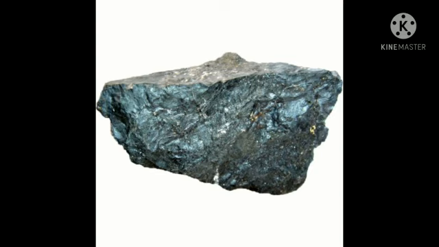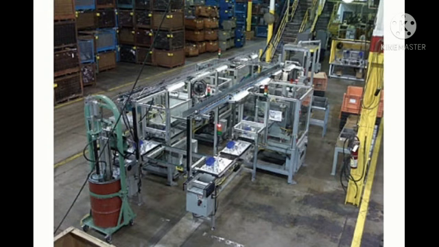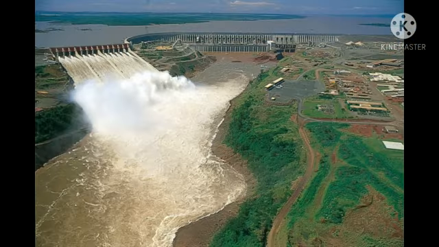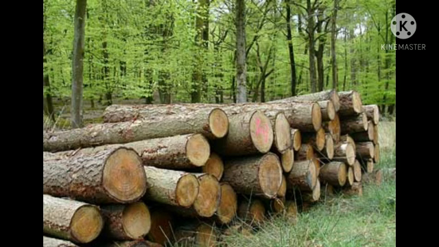Iron mineral is a natural resource. Children, which things are made from iron mineral? Machines is a man-made resource. River is a natural resource. Children, what do you see in this picture? Dam on the river is a man-made resource.